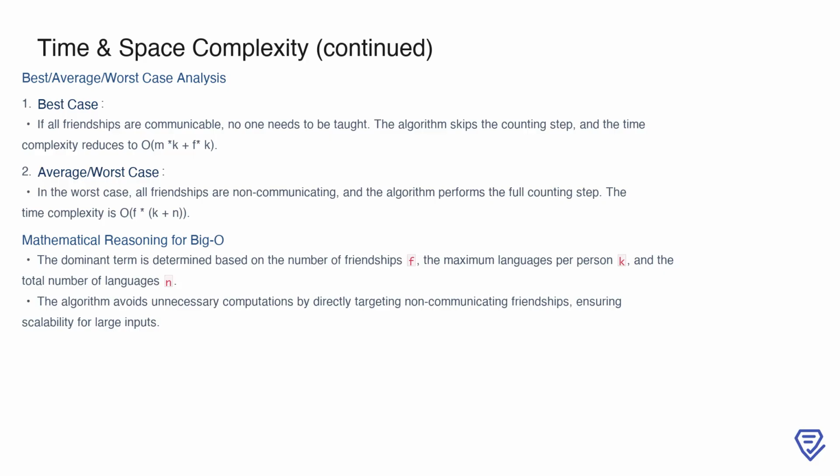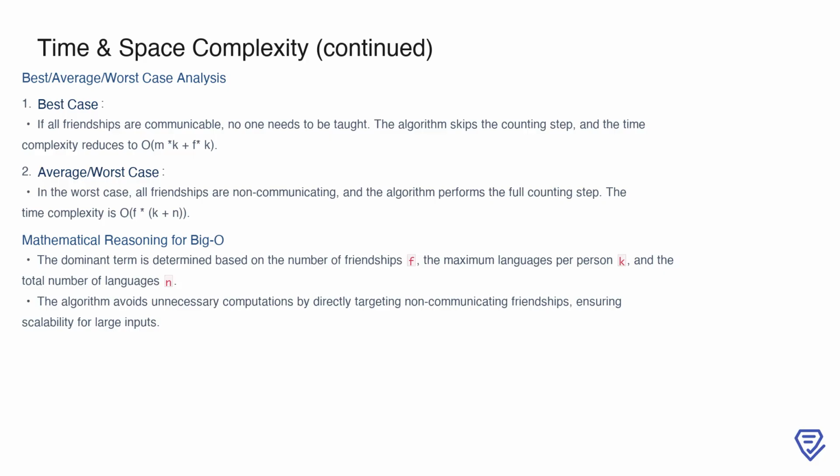In the best case, all friendships are communicable, meaning no one needs to be taught a new language. Here, the algorithm skips the counting step altogether, reducing the time complexity to O(m * k + f * k). On the other hand, the average and worst cases occur when some or all friendships are non-communicating, requiring the algorithm to perform the full counting step. In these scenarios, the time complexity becomes O(f * k + n).